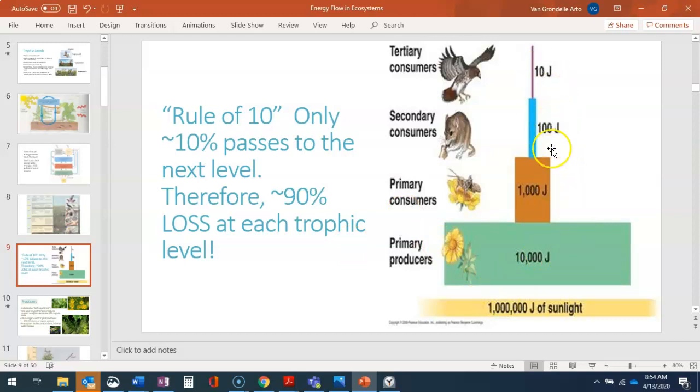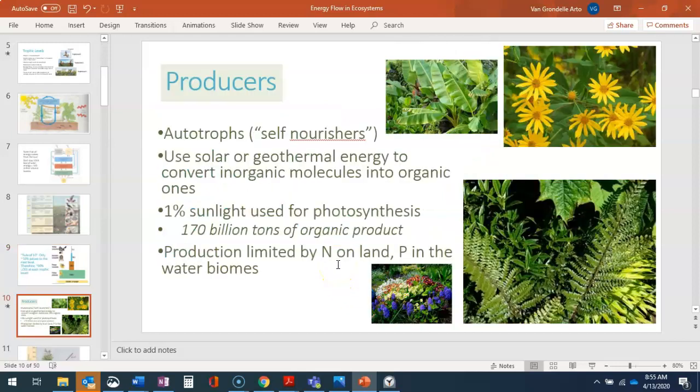So if they're using J, this would be considered gross primary productivity, GPP. But if you replace it with biomass, body tissue, it's really no different. Producers: only 1% of sunlight is used by photosynthesis, but still that's plenty, more than enough.